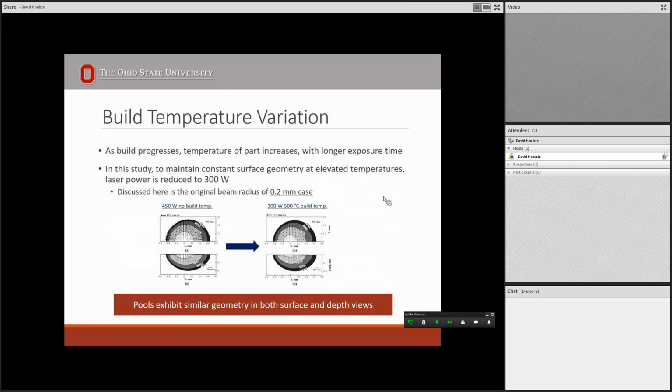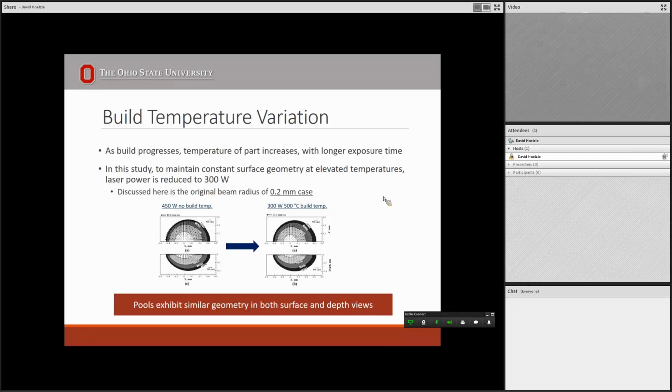Next topic we want to discuss is the build temperature variation. One thing we've talked through recently in this class is that as you're building a part, as that part gets larger and you're getting close to completion, the temperature of the part actually increases. This is due to exposure time to the heat source, the laser, and as the part gets larger, it's able to hold in more heat.